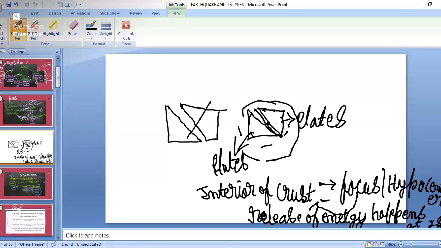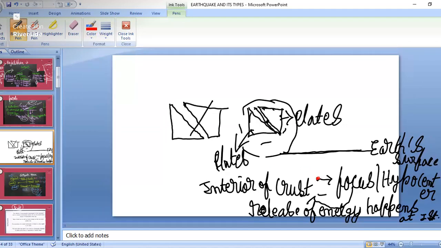But in that part, what will happen? Remember the Earth surface, the land surface on which we are. Suppose this is our Earth surface. Now from this focus, at 90 degree, when the earthquake is felt on the surface of the earth, that particular point will be known as the epicenter. Remember, at this point only the maximum damage will happen. On the earth surface, at this point we will have the first feeling of the movements of the earth. First feeling, at the epicenter.